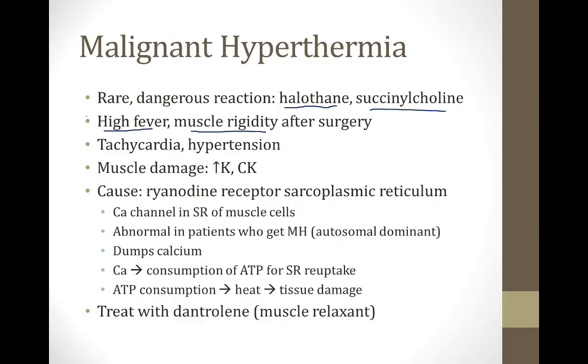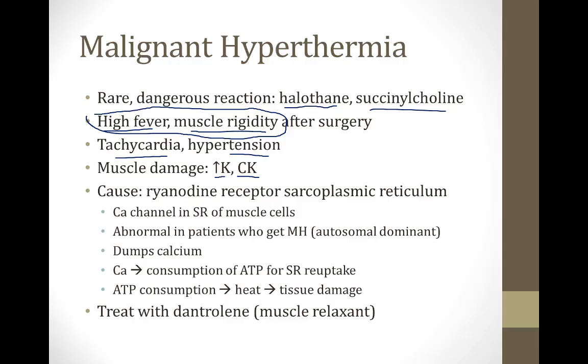And you should remember those two things because that's a classic presentation for a board question on malignant hyperthermia. They'll also be tachycardic and hypertensive. There will be extensive muscle damage. So potassium will spill out of their muscle, so will CK. The potassium can cause arrhythmias. The creatinine kinase can cause renal failure.